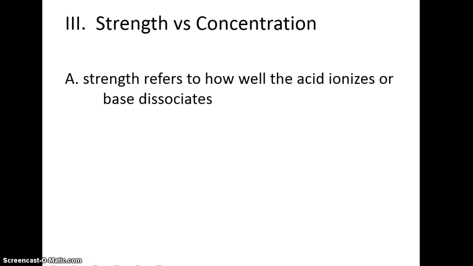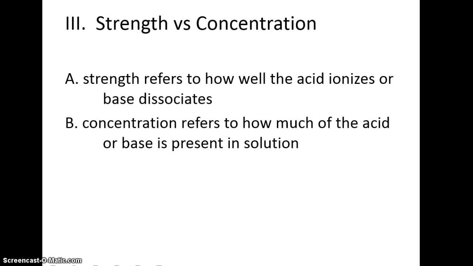Strength versus concentration. Strength refers to how well the acid ionizes or base dissociates. So if you have a strong acid or base, it ionizes or dissociates almost completely, which means you have mostly products. Whereas weak tells you it doesn't, so you have mostly reactants at the end.